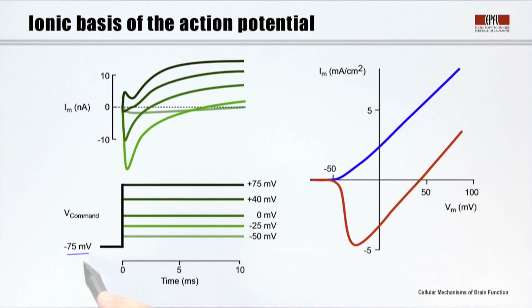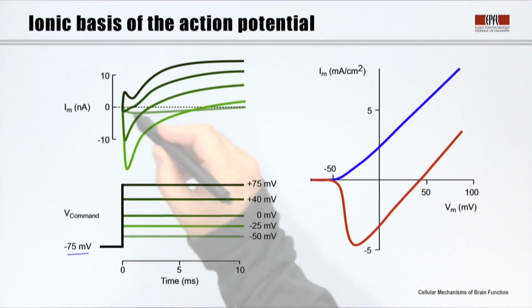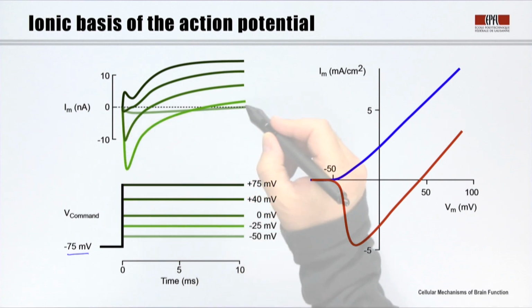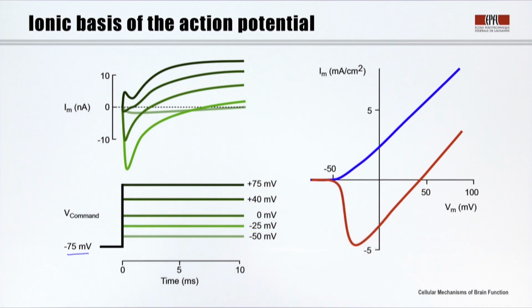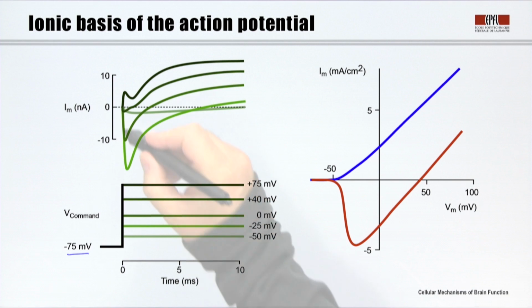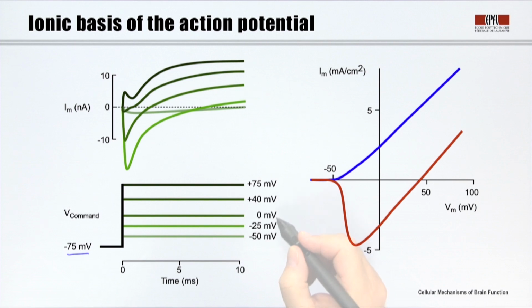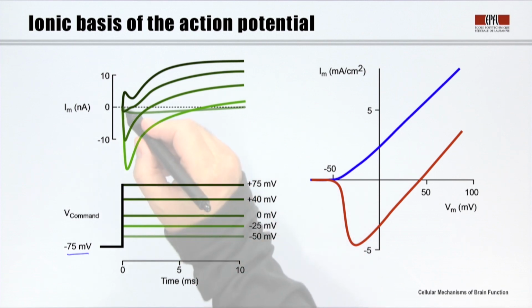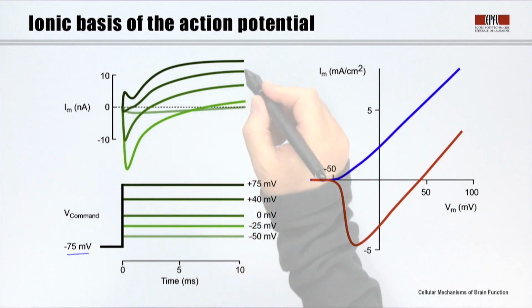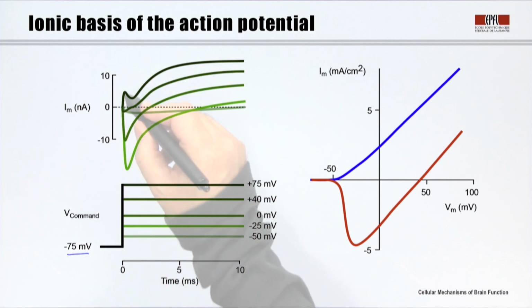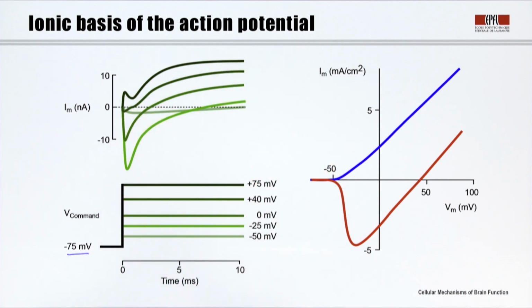As they stepped from minus 75 to minus 50 millivolts, very little happened. Very little current flow was activated. Going to minus 25 millivolts, however, they saw a rapid inward current that then rapidly disappeared and gave way to a delayed outward current. At 0 millivolts, the situation was similar. Fast inward current, delayed outward current. At plus 40 millivolts, the inward current was almost gone, and the delayed outward current was even bigger. And at plus 75 millivolts, the early component was outward, as was the delayed component.